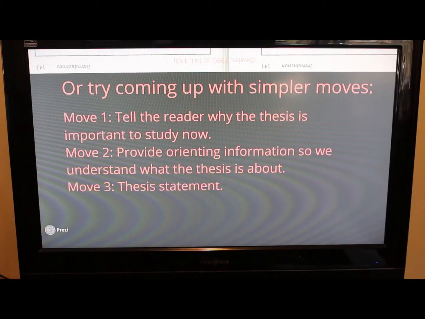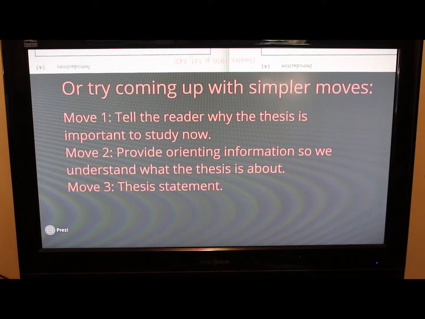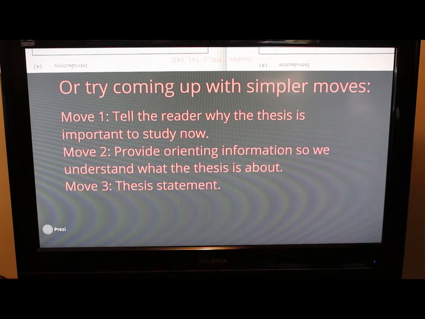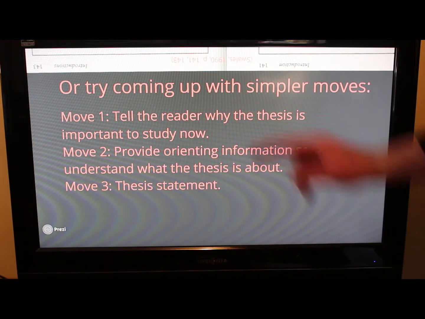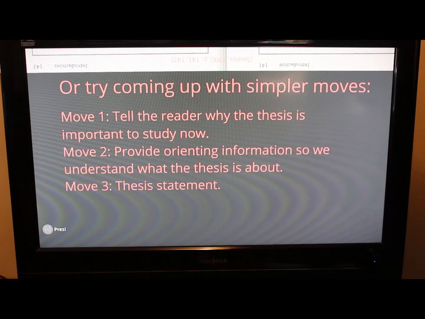In the interest of keeping things simple, I've given you a simpler move structure for an easier genre. This is for the introductory paragraph of a college-level basic writing essay. Move 1. Tell the reader why the thesis is important. Move 2. Provide orienting information so we understand what the thesis is about. And move 3 is just your thesis statement. So according to Swales' move structure theory, if you do these things in this order, you will come up with the intro paragraph to a basic writing essay.